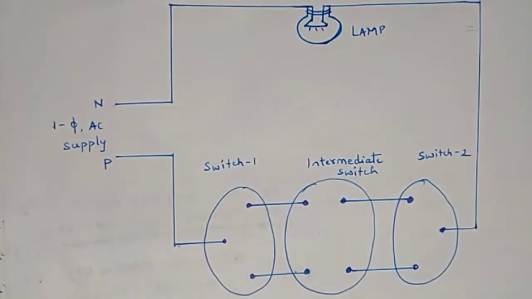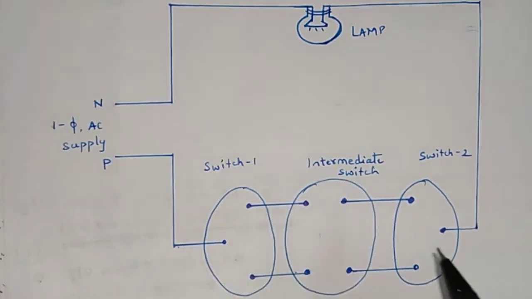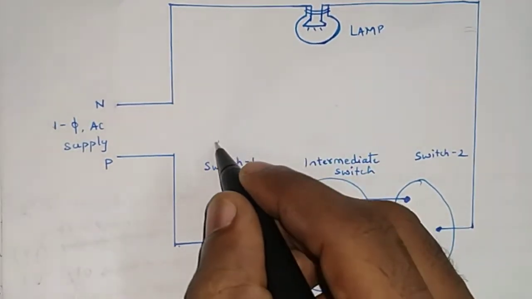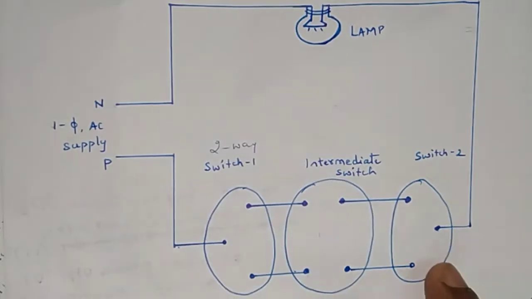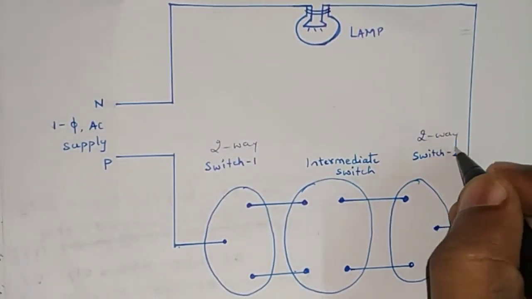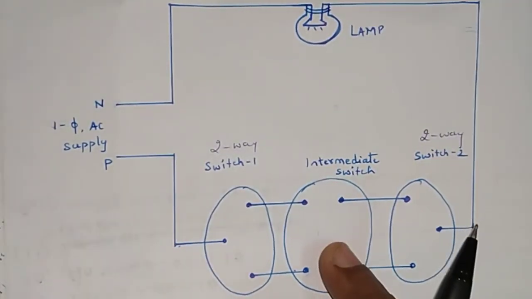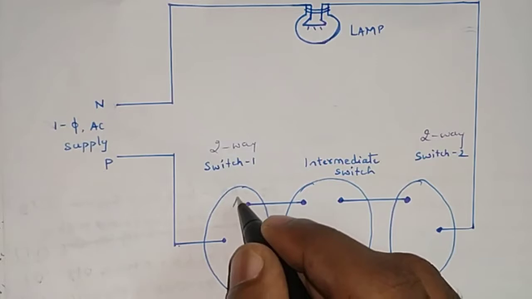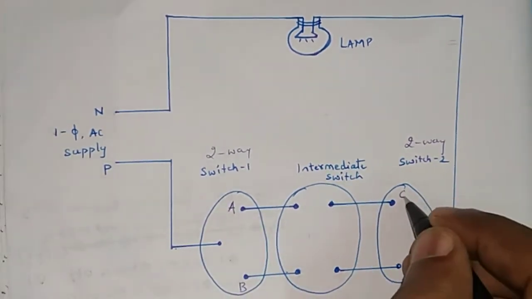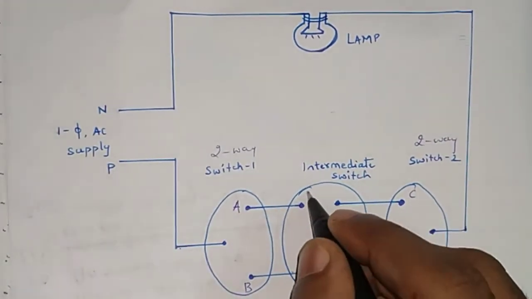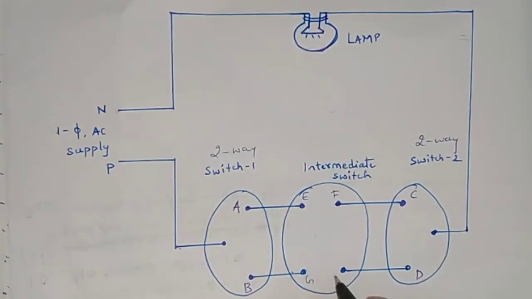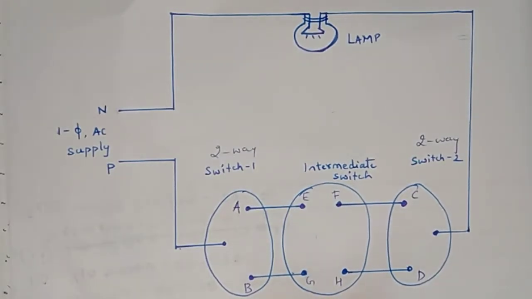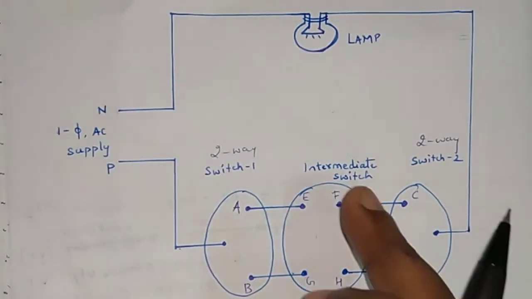By seeing the symbol of the switches, you can easily identify that the three terminals is nothing but a two-way switch. So you have two-way switches and one intermediate switch which is used to control a lamp from three different places. So I'll just name the terminals of the switches. Randomly I'll just name the intermediate switch. About the intermediate switch I have explained in the previous video. You just go through it.